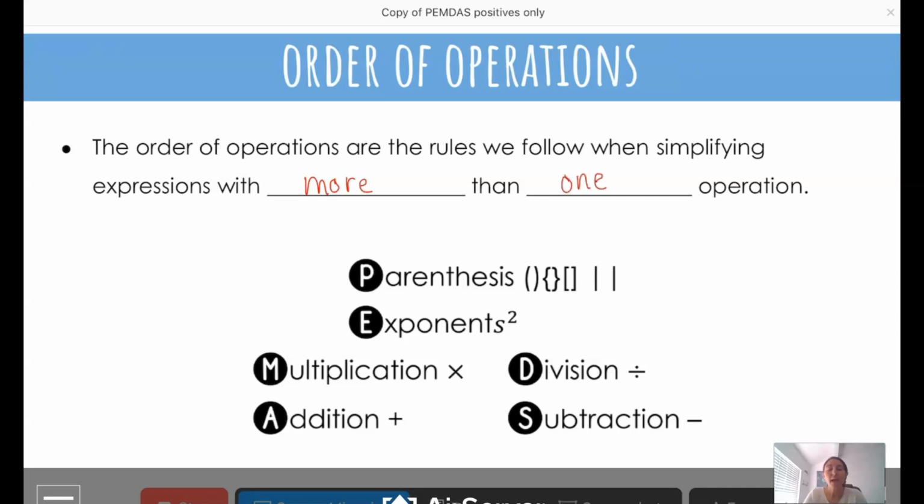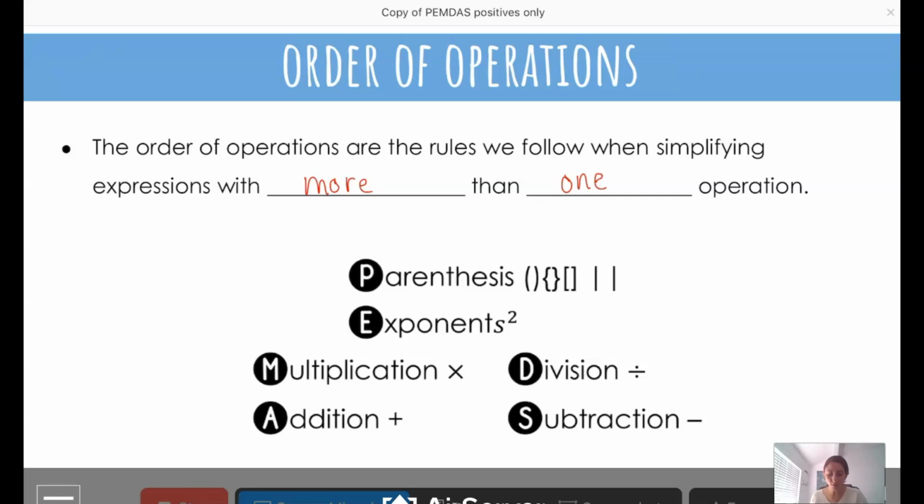The reason why we have these rules and what order to do operations in is so that everyone gets to the same answer. For example, if we had an expression that had both multiplication and addition in it, we need to make sure that everyone multiplies before they add so that we get the same answer. Because if one person added first and one person multiplied first, we would get different answers. So that's why we have these order of operations. It's the order in which we do our operations in a problem.